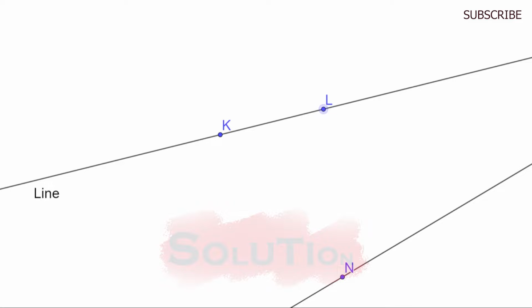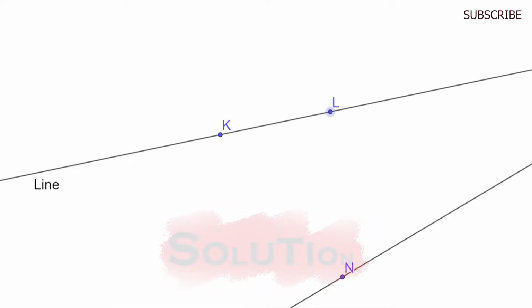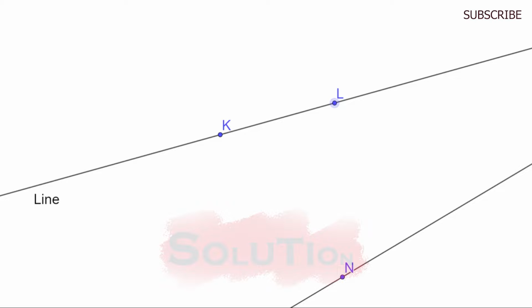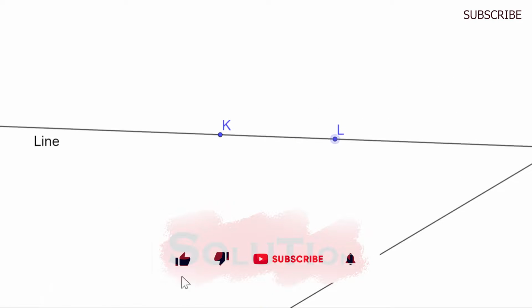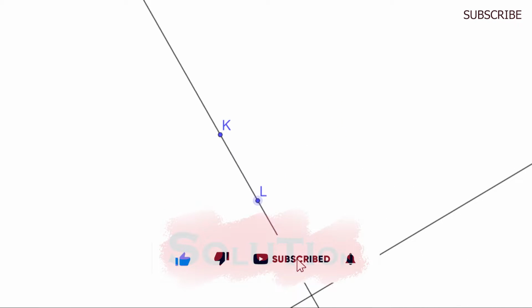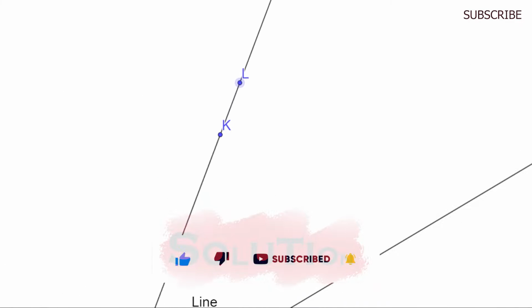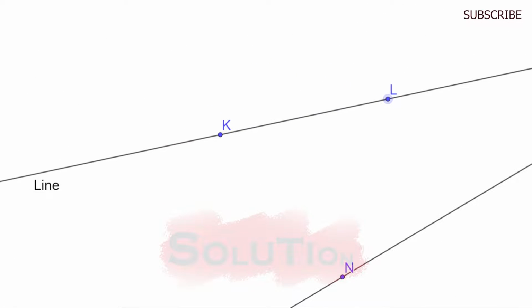Line segment, you can see this is the line. Before that, let us know the line: there is no end point of this line, you can see. This line starts and ends at infinity. But in between these two we have K and L. So K and L are two points on the line, and between K and L, the shortest distance is a straight line.